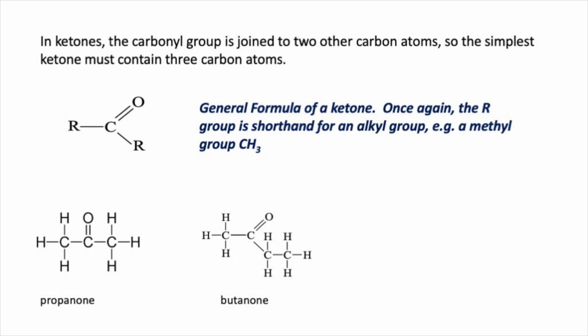We have propanone, which has a CH3 attached to a C=O and then another CH3, and butanone, which has a CH3 attached to a C=O and then CH2, CH3. And notice that the alkyl groups can be the same as in propanone, they're both CH3 groups, or they can be different as in butanone. We have a CH3 attached to the C=O and then a C2H5 group.